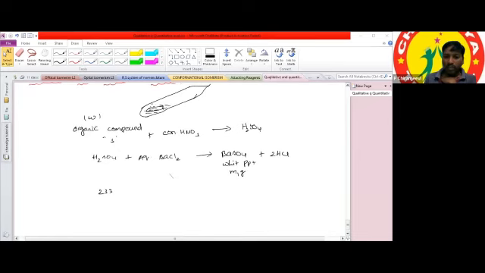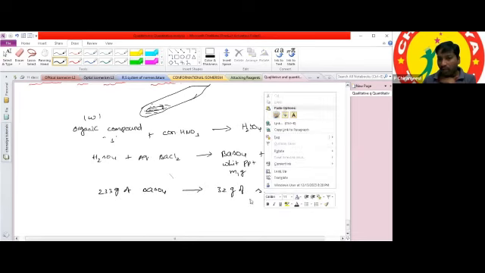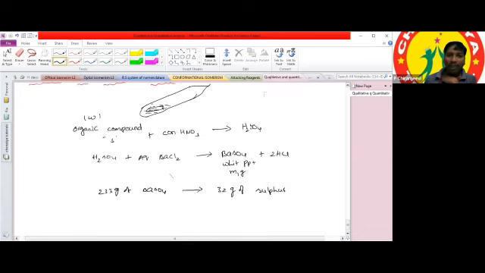Right, 233 only. So 233 grams of barium sulfate contains 32 grams of sulfur. Then what about M1 grams? M1 grams of barium sulfate contains 32 into M1 divided by 233 grams of sulfur. Now we have to calculate the percentage of sulfur.